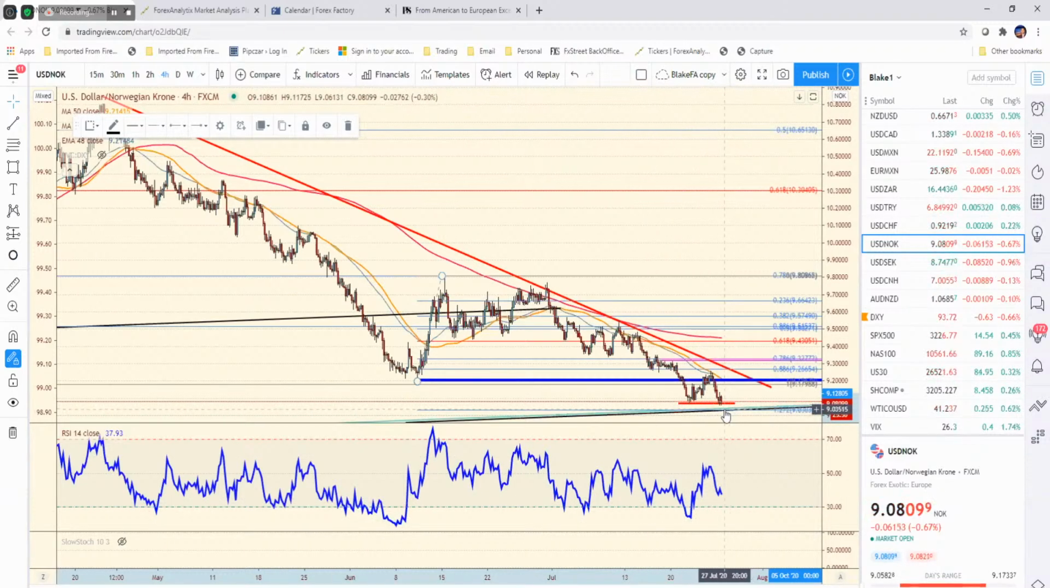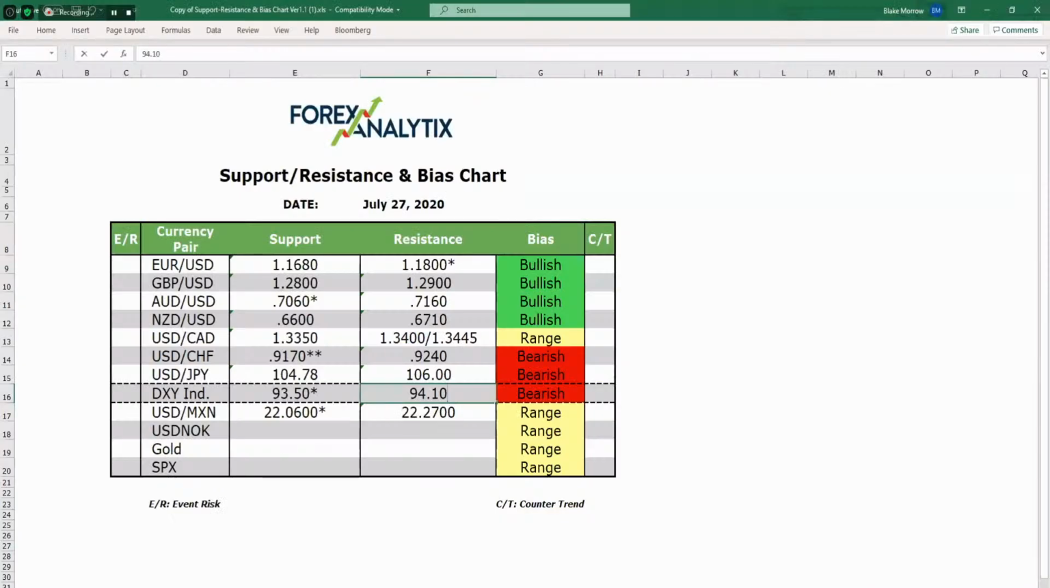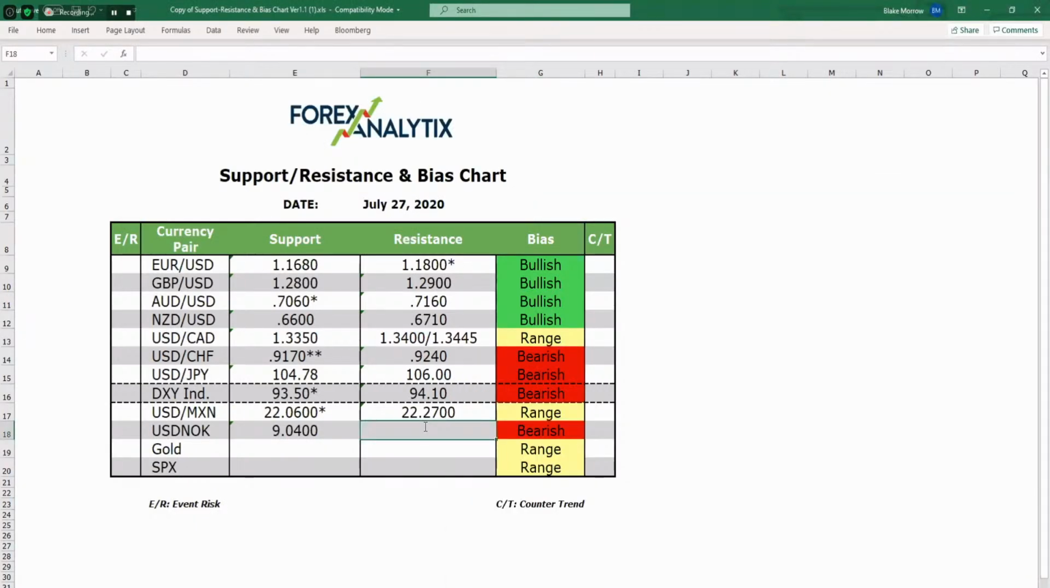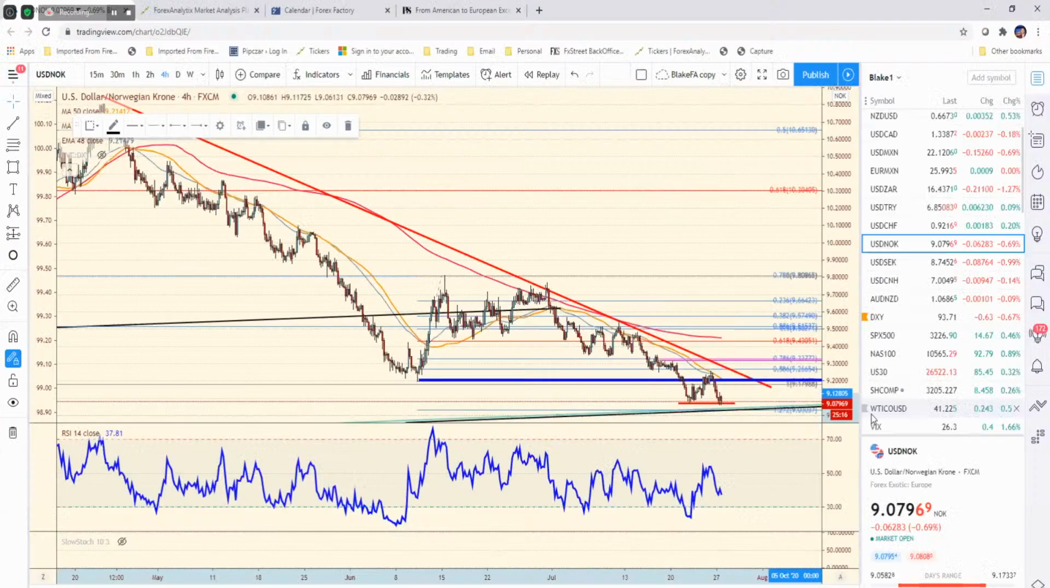So 9.03, 9.04 is going to be support, but man, I don't know. I wouldn't want to be short down here, especially with the Aussie and the Kiwi underperforming, and the Canadian too. Yeah, you've got to be a little careful. But it is bearish, and I think while we're below 9.24, it's bearish.